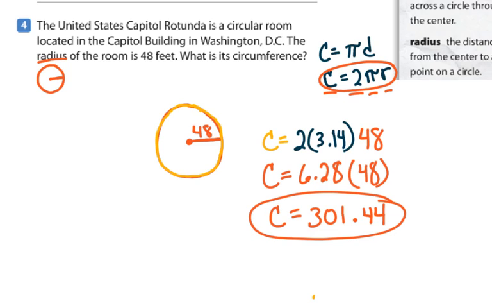I also want to put the unit. That's important. And notice that it's feet. It's running feet, right? It's like on Lucy's hoop when I put the rope around it. It's the distance around the outside.